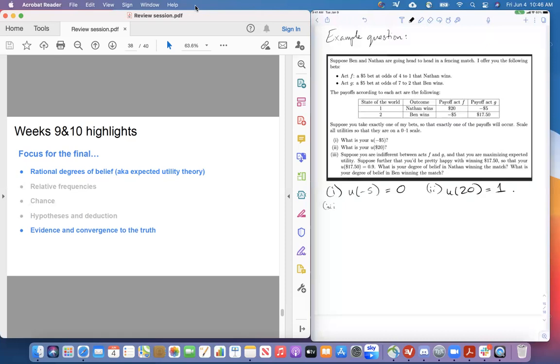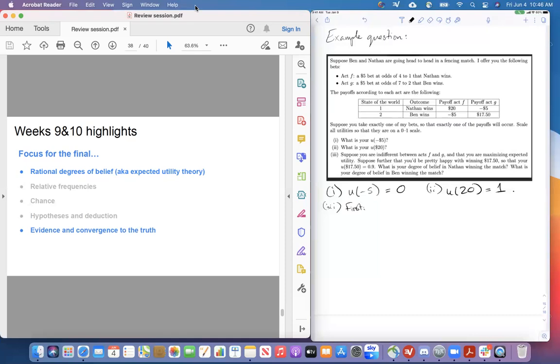Part 3 is then more involved. And I'm going to speed through this. So it says, suppose you are indifferent between F and G and you're maximizing expected utility. And then I give you the rest of your utility scale. So I say, suppose you'd be pretty happy with winning $17.50. So U of 1750 is 0.9. And then I ask you the question itself, what's your degree of belief? So that's what we're recovering, remember, in Nathan winning. And what's your degree of belief in Ben winning?